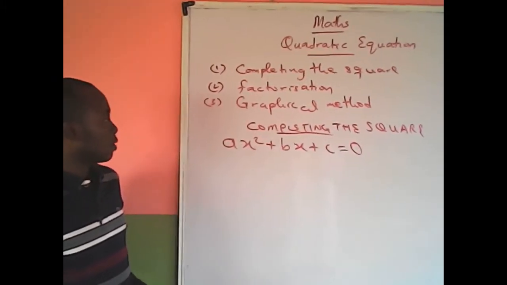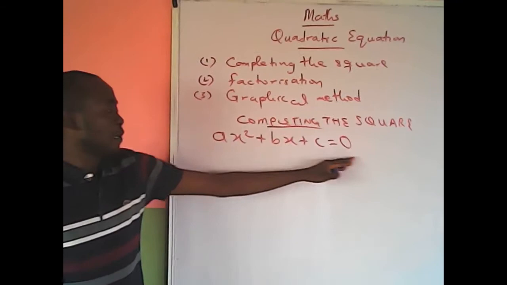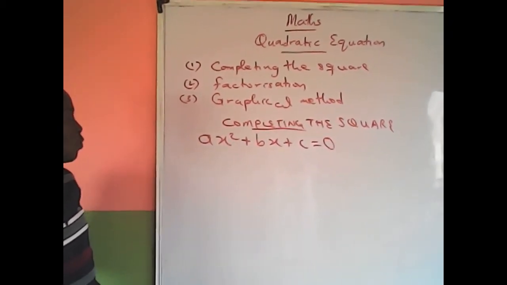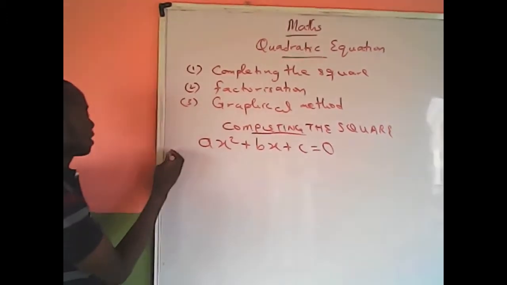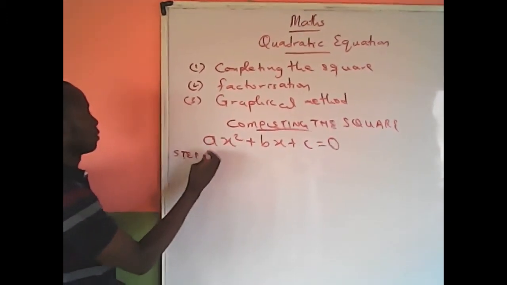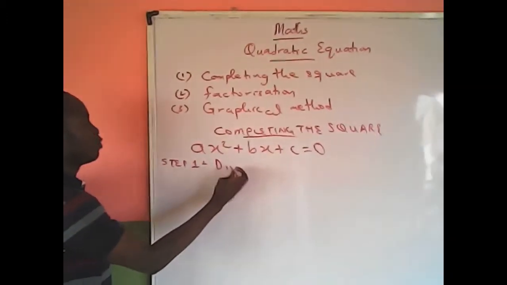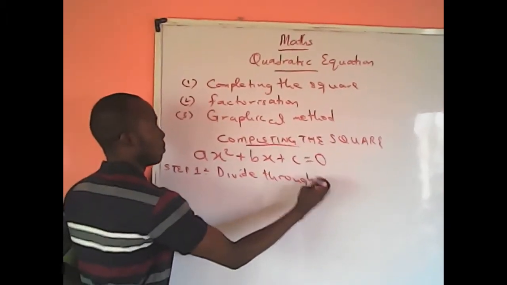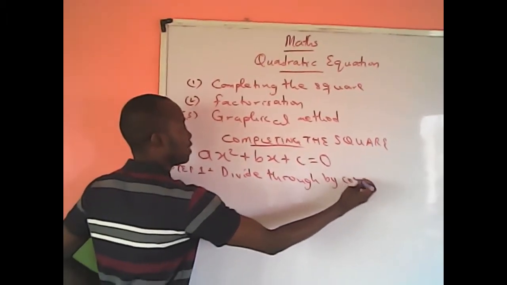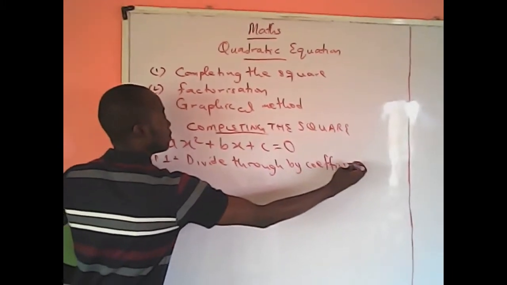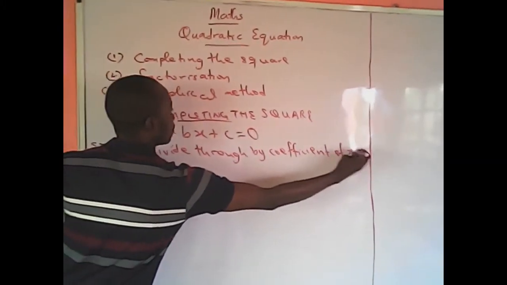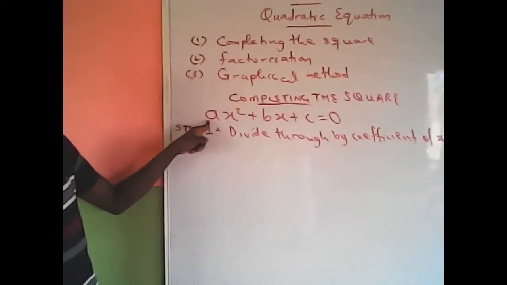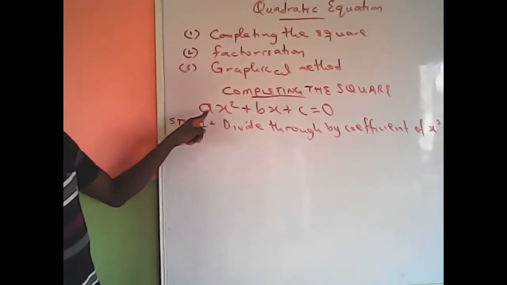Now, if I want to solve this kind of equation, there are some steps that I need to follow. The first is this. Step 1: divide through by the coefficient of x squared. The coefficient of x squared is a.